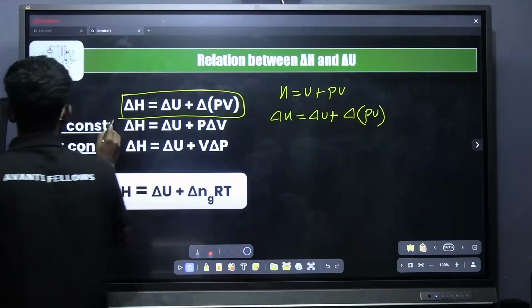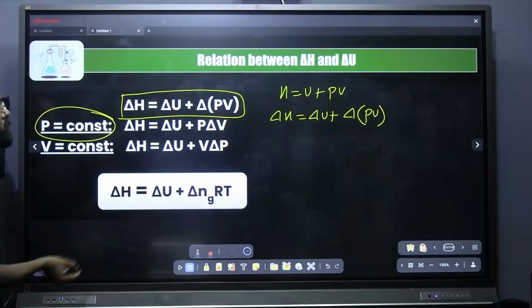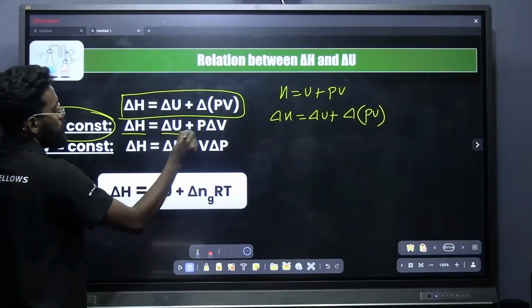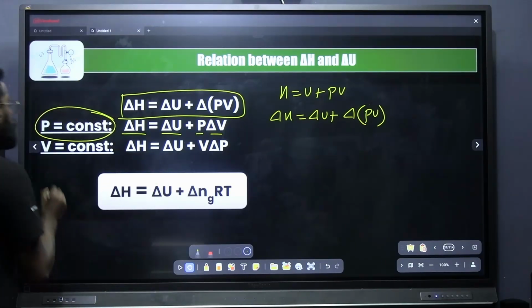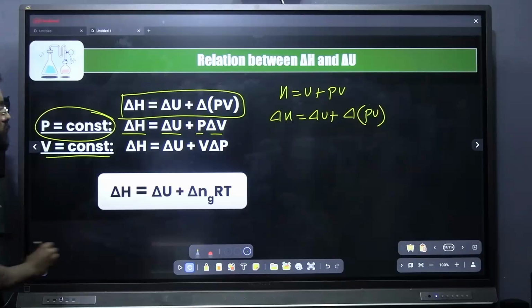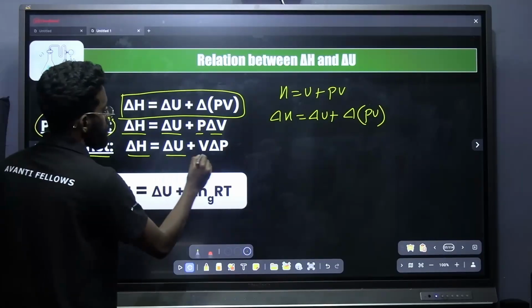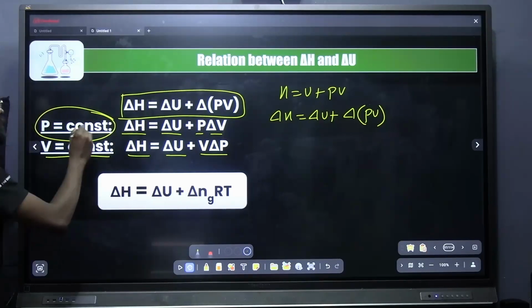Now I am applying the condition. If the pressure is constant, delta H is equal to delta U plus P delta V. And if volume is constant, delta H is equal to delta U plus V delta P. These are the two equations you should note down.